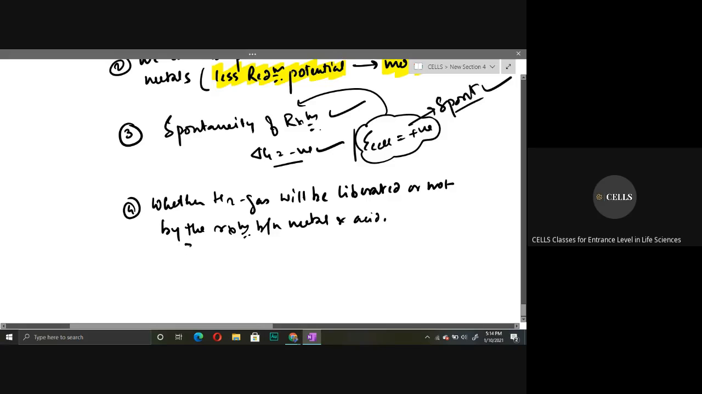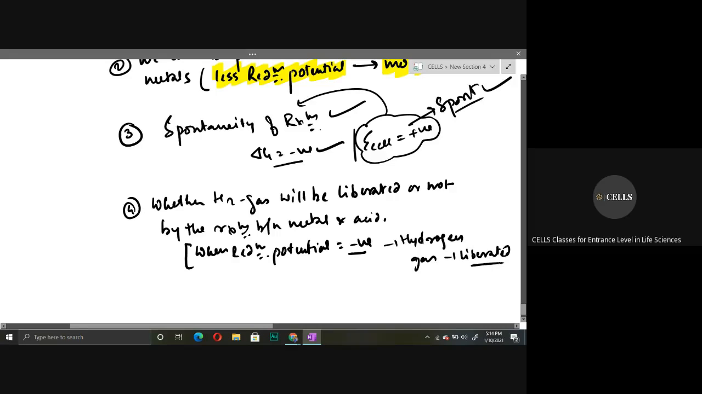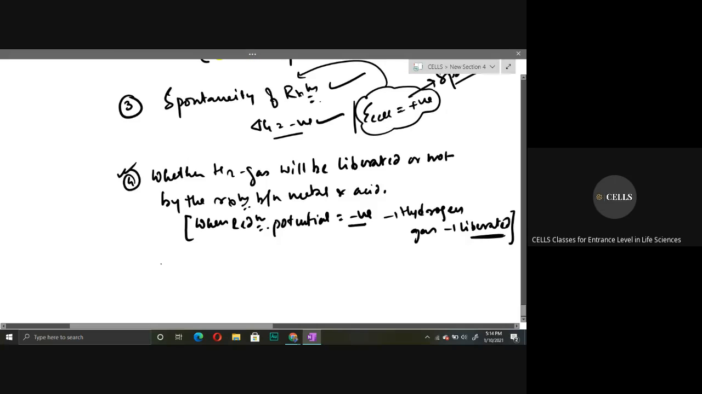Just remember, when the reduction potential is negative, it means the hydrogen gas will be liberated. I think they won't ask any question from this point, but I'm just telling you, so if they ask, you will be able to answer. And the last application: we can also find the free energy.